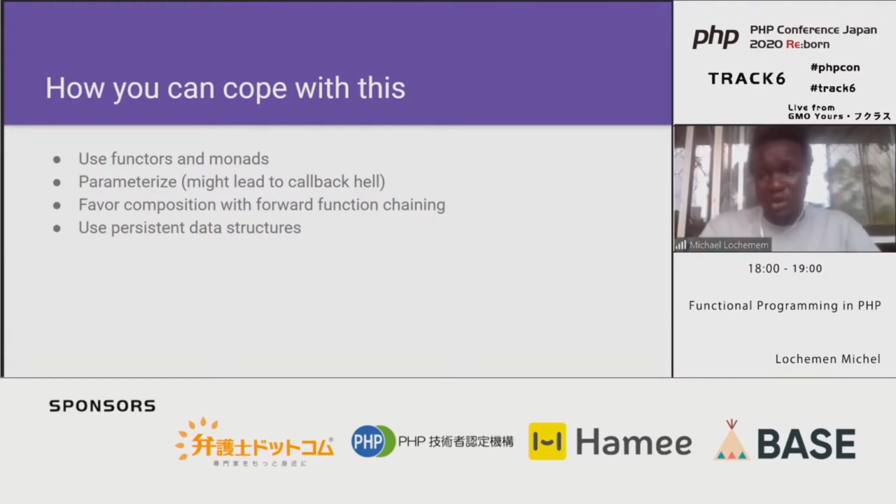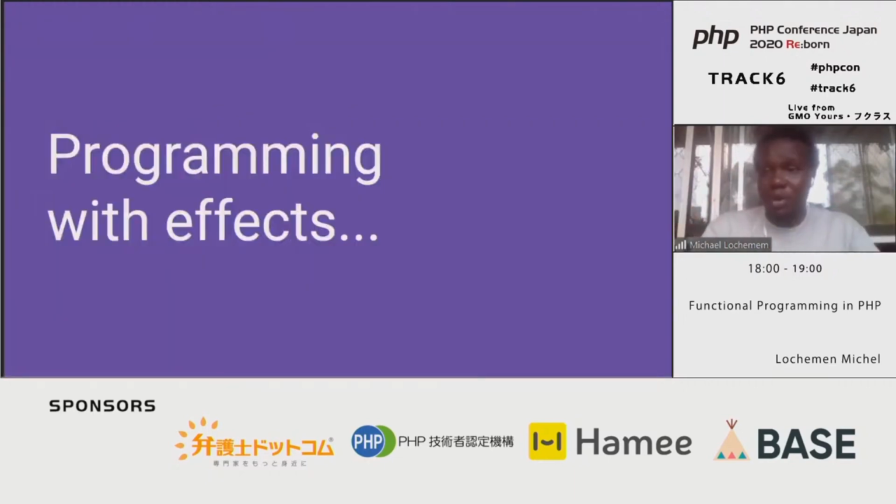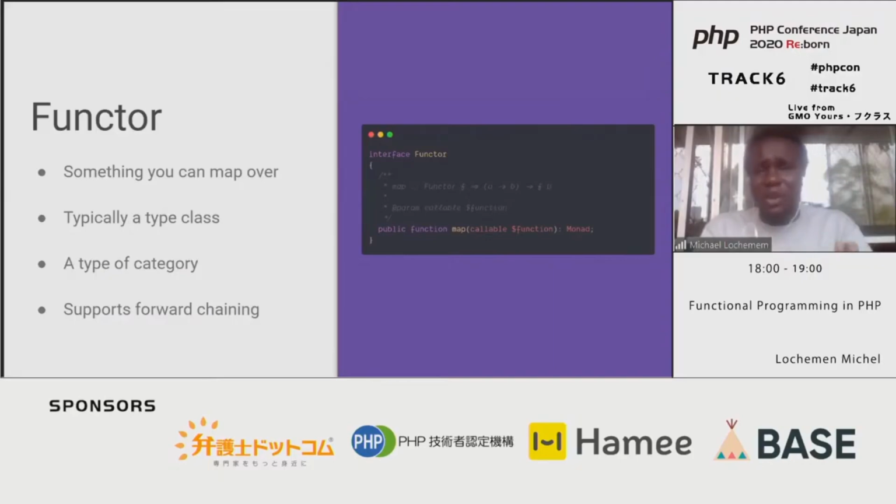This is really programming with effects, right? Programming with effects. So what is a functor? Simply, what is a functor? It's just something you can map over, right? Typically a type class, so you can implement it as such. It's a type of category, really a type of algebra, that supports forward function chaining.